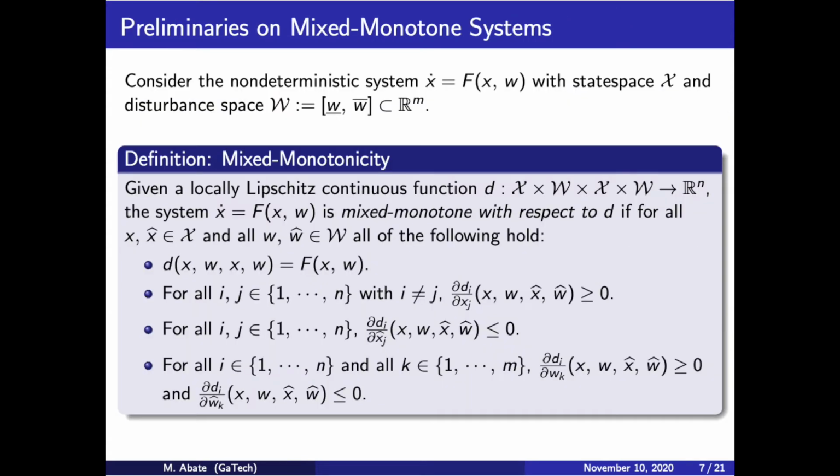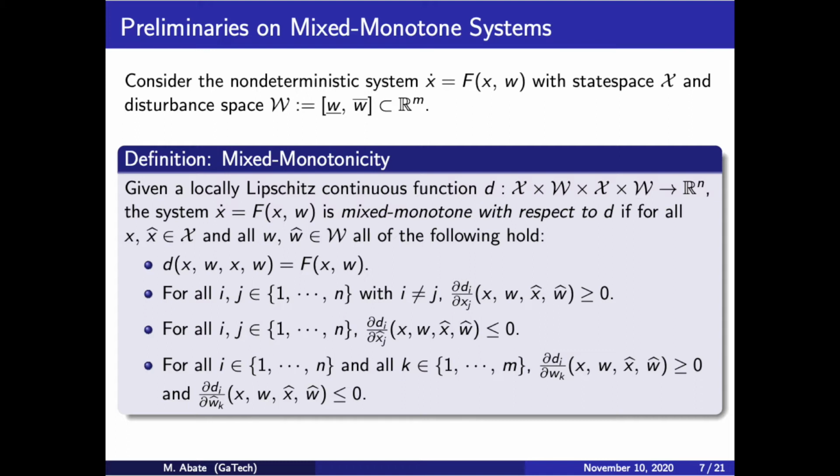Alright, so I'll just begin this segment by introducing some preliminaries on mixed monotone systems for those who are unfamiliar. We'll just consider, for the moment, a non-deterministic system with no control inputs, so x dot is equal to f of x and w. And this system is said to be mixed monotone when there exists a related decomposition function d, which separates the initial system dynamics into increasing and decreasing components.